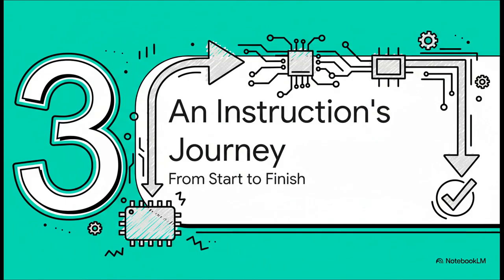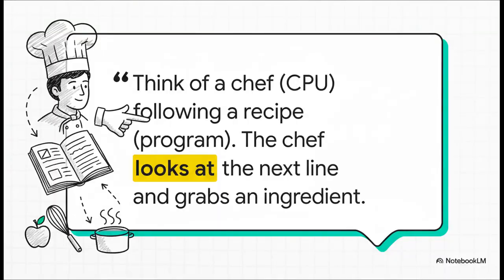All right, so now that we've met the team, let's actually follow one tiny command on its incredible journey. We're going to trace it all the way from memory, through the CPU, and to its final completion. Probably the easiest way to picture all this is to think of the CPU as a chef and a program as a recipe. The chef reads one line of the recipe, understands it, and then does that one thing, like grab an ingredient. That's exactly how the CPU works, just billions of times faster.